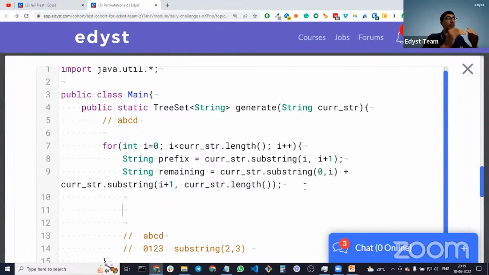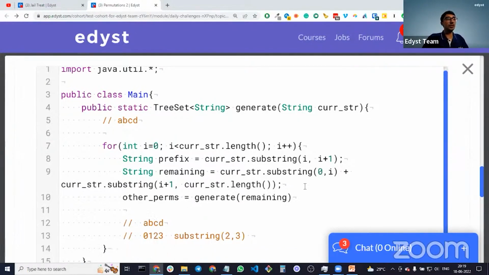I got the prefix. I got the remaining. What am I going to do? I want to generate all of the elements from the remaining. So I'll say, go ahead, generate for remaining, for each element that you get in the remaining. So let me say other permutations is equal to this. Now, this is not Python where I can go without giving a type. I need to give a type. What is this? I know we are going to return a TreeSet. Superb, very nice, you guys are all paying attention. So TreeSet of String other_perms is equal to this.